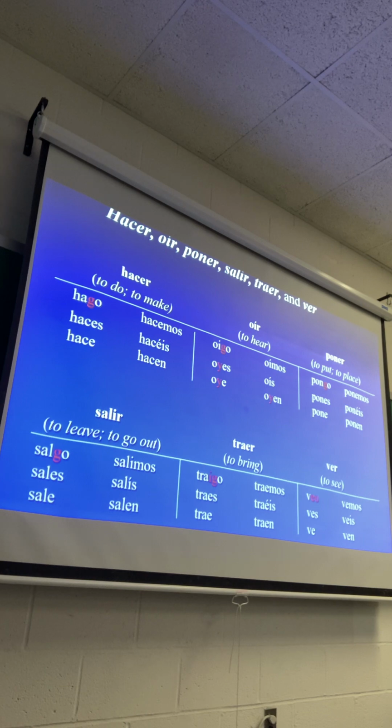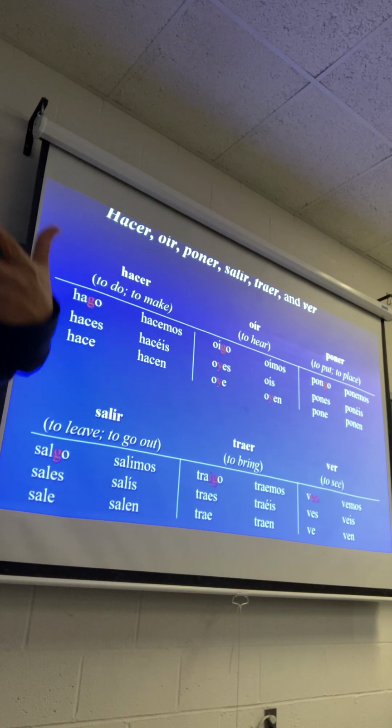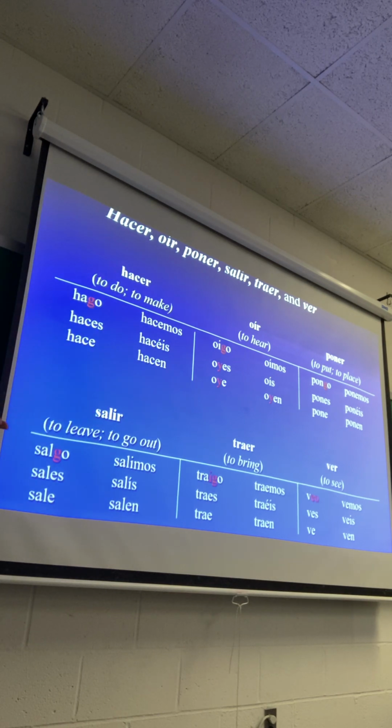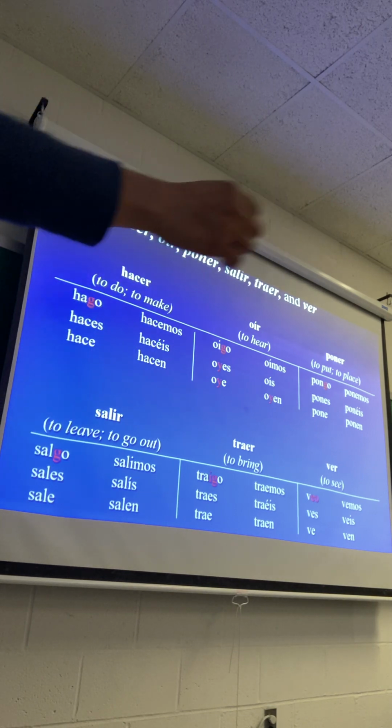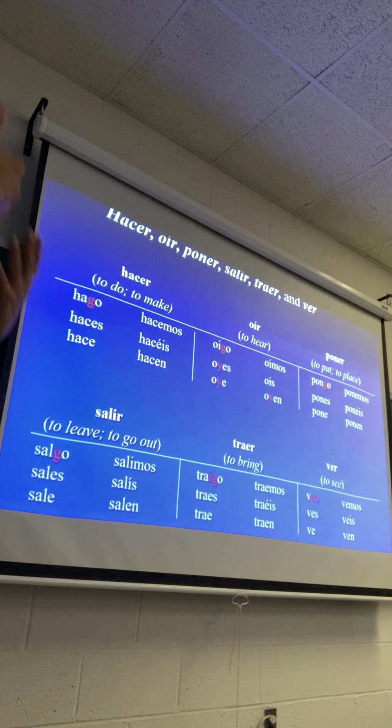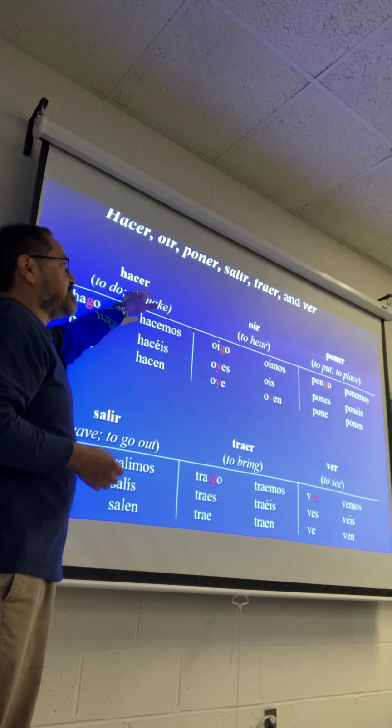Okay? But now we introduce verbs that still use those endings, okay? Nothing has changed, except for the yo form, okay? The yo form is different, okay? Everything else is the same, but you just need to either remember or memorize or whatever with the yo form, all right? So, if you look in your book on page 100, it starts off with the verb hacer, okay?